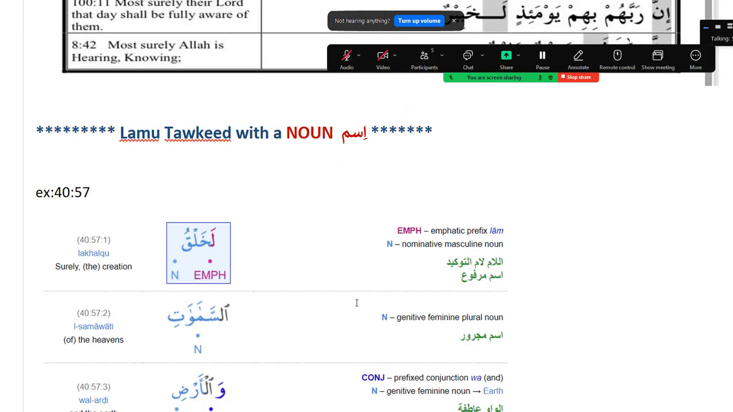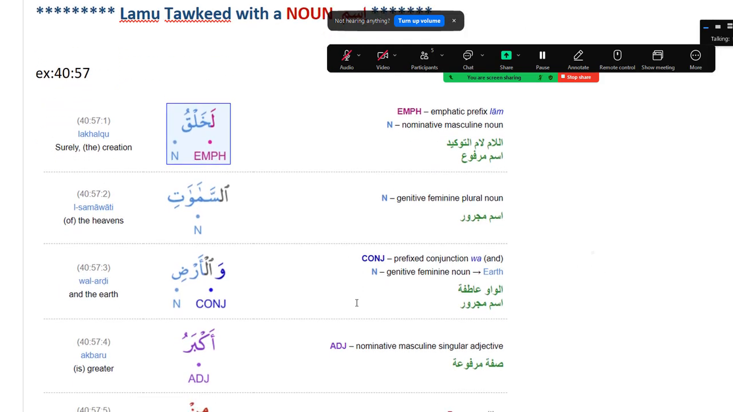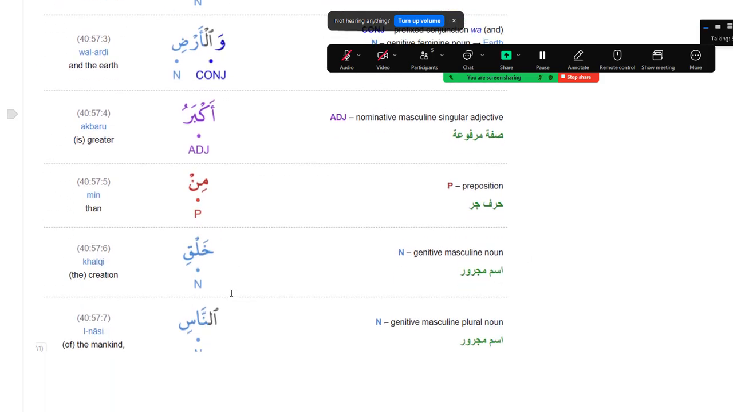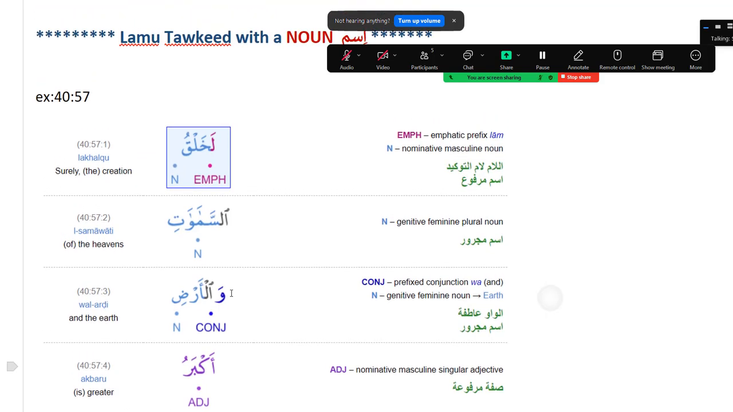Let's take the Quranic example of lamut tawkid with a noun or ism. La khalqus samawati wal ard akbaru min khalqin nas. Now tell me which is the lam of emphasis in this and what is coming after a lam of emphasis? After the ism. An ism. Yeah, ism, very good. La khalqus samawati, surely the creation of the heavens.